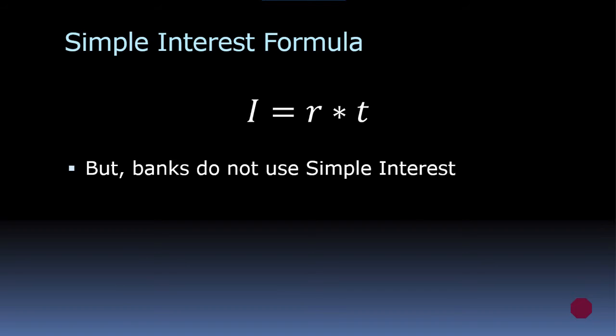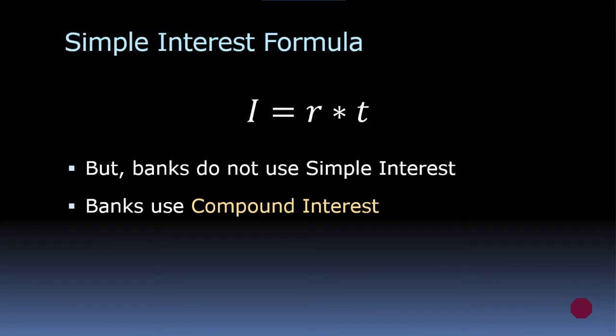A simple interest formula is this, and that's pretty nice and easy to remember, but banks do not use simple interest. They use compound interest. Why do they do that? Well, they make a lot more money with compound interest than with simple interest.